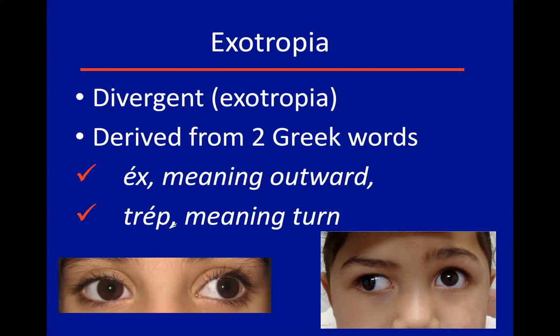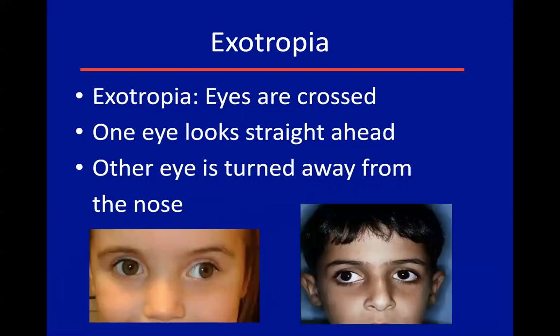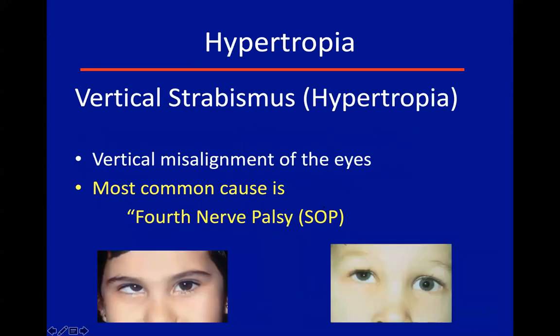This could be an interesting multiple choice question. So the eyes are crossed. One eye looks straight ahead, as you see, and the other eye is turned away. One eye looks straight ahead, corneal light reflex. The other eye is turned away from the nose.